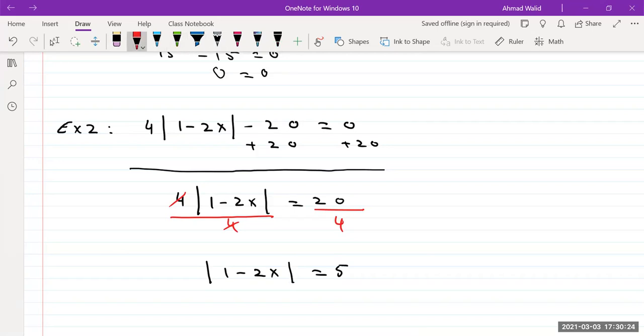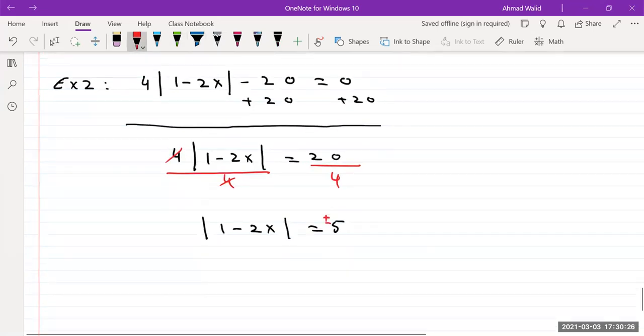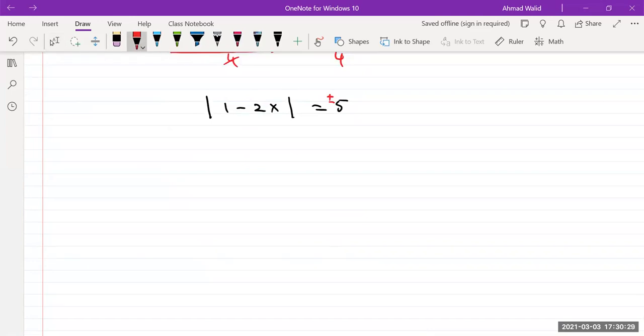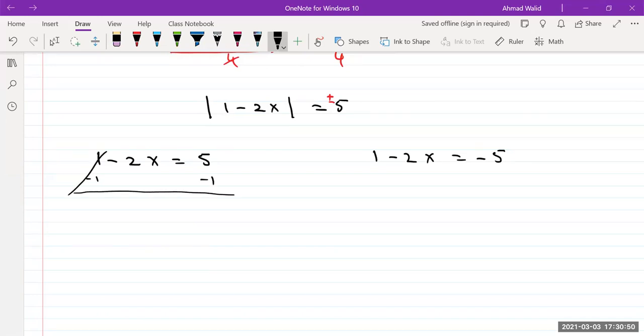In this step, use the plus minus sign, remove the absolute value sign, and make two equations. The first one, 1 minus 2x equals positive 5. The second equation, 1 minus 2x equals negative 5. Solve both equations. Subtract 1 from both sides. Negative 2x equals 4. Divide both sides by negative 2. x is equal to negative 2.